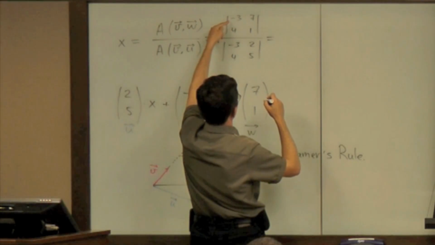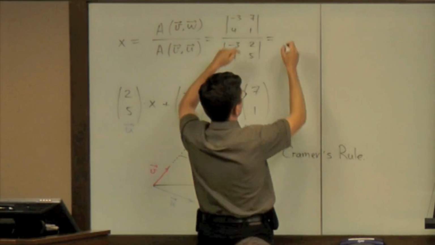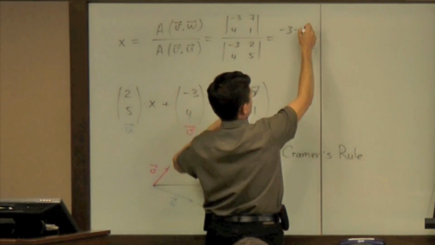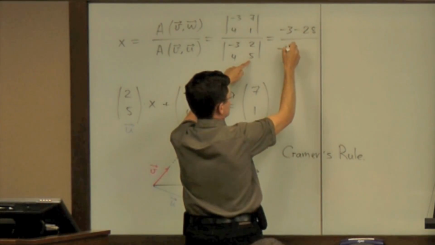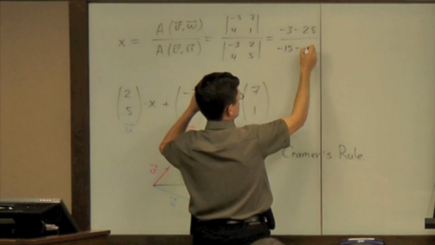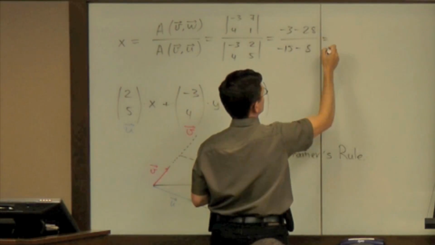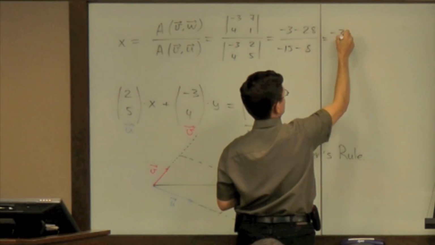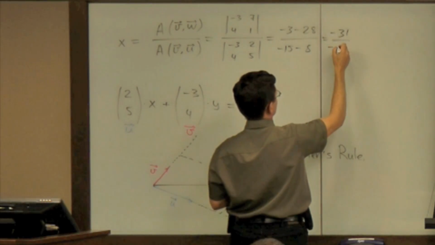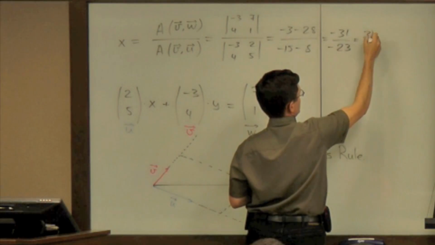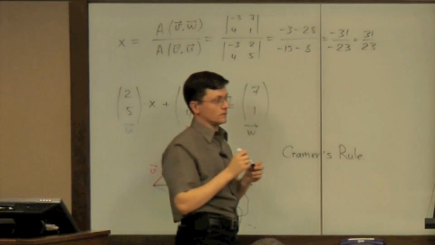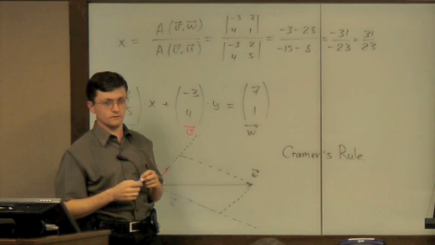So the numerator is -3 - 28. The denominator is -15 - 8. So that is -31 divided by -23. So it is 31 over 23. That's x.